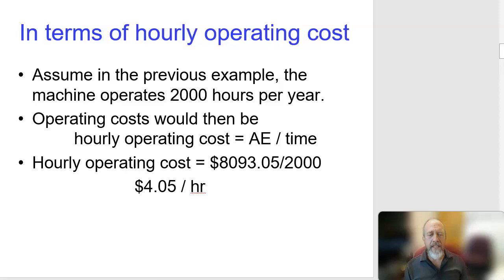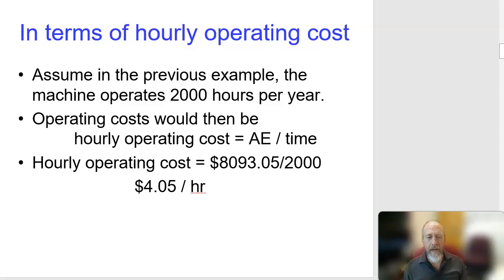Actually, this is what we're making, because this is a positive cash flow. So it's really a negative cost. It's a positive worth. Okay, keep track of your signs. Money coming in, money going out. But we're making $4.05 an hour on the operation of this equipment. That's if we divide by the amount of time that we operate the equipment.